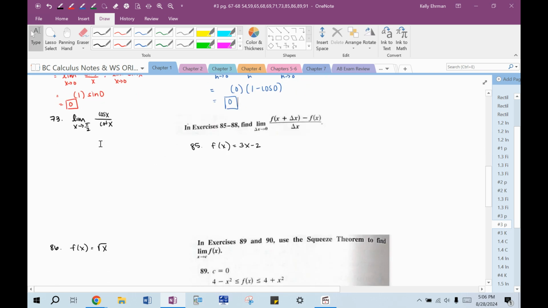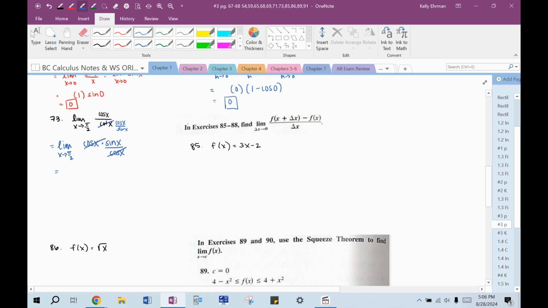For 73, again, we get 0 over 0. That's an indeterminate form, so we've got to work on this a little bit. So this is the limit as x approaches pi over 2. And then we're going to rewrite this so it's cosine x. Instead of dividing by cotangent, which is cosine x over sine x, we can multiply by the reciprocal of cotangent. So multiply by sine x over cosine x. And then the cosine x's cancel.